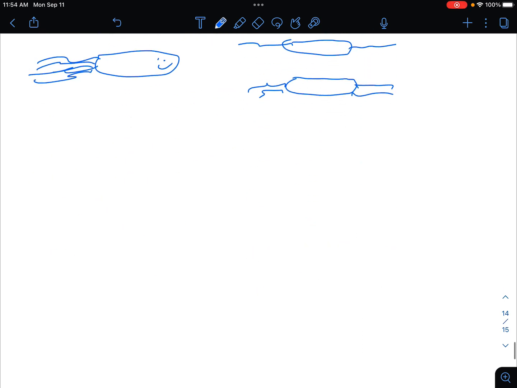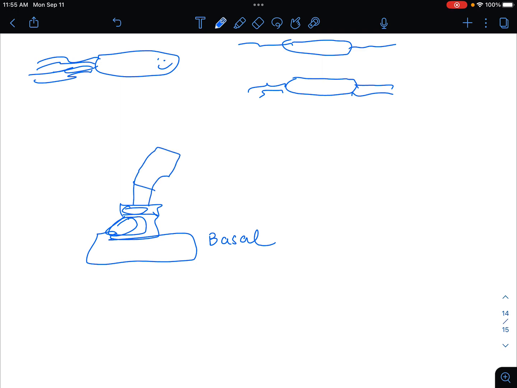There are three parts to a flagella. We have the basal body, kind of looks like a mechanical sort of object. So this is a basal body. Then we have our hook. And then we have our filament. And then it's made out of flagellin proteins.